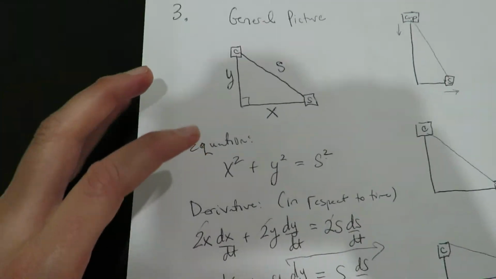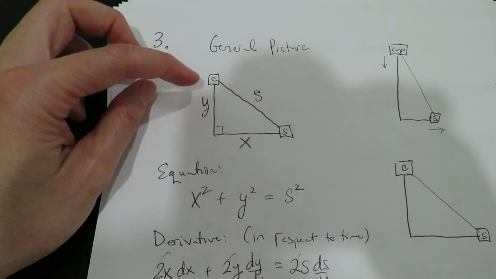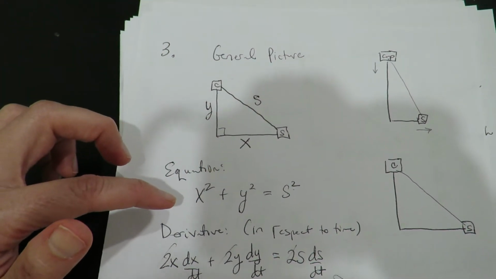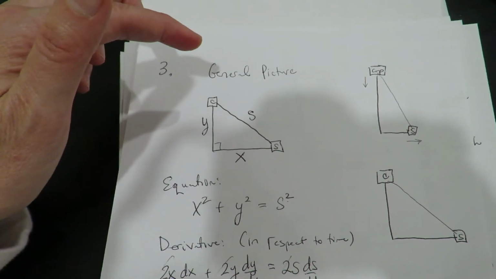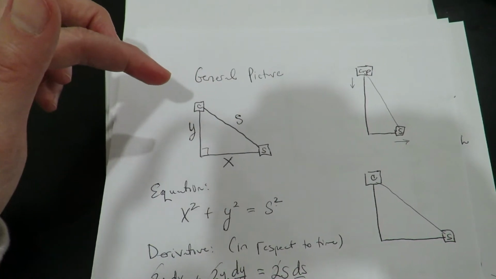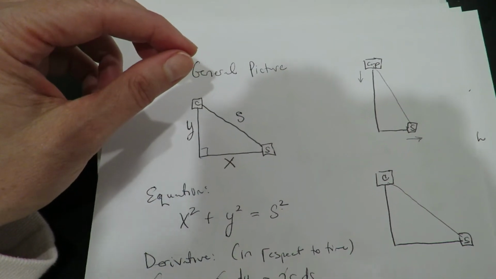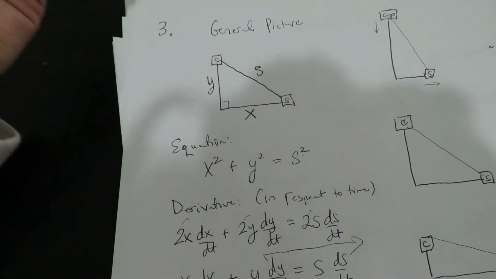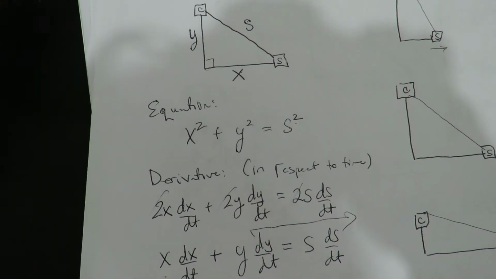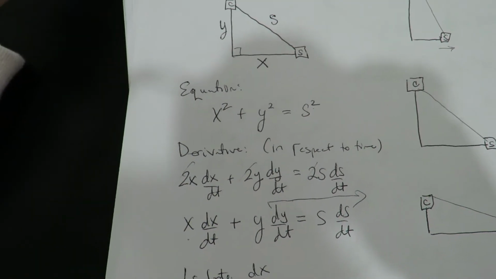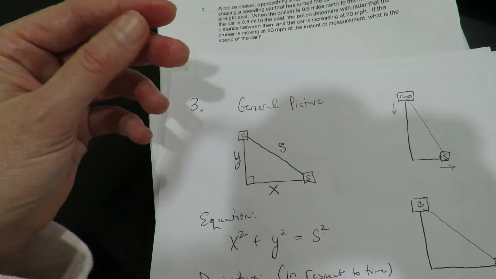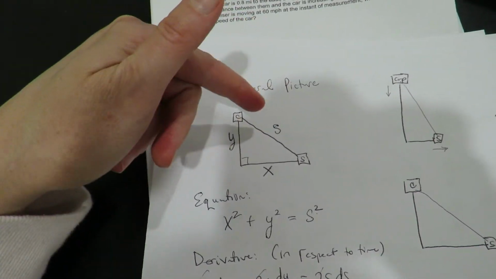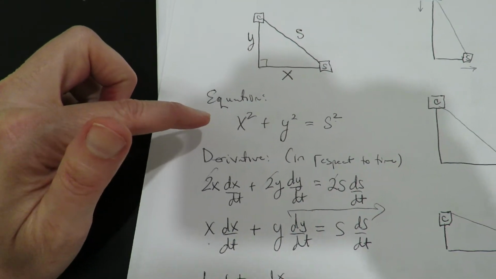Then we write an equation that describes the general picture. The general picture is a right triangle where all the sides are variables. So we would use the Pythagorean theorem for that, and not trig, because there are no angles in this one. You need an angle, or you need to be talking about an angle, to do trig. Here we're just looking at the sides, so we use the Pythagorean theorem.